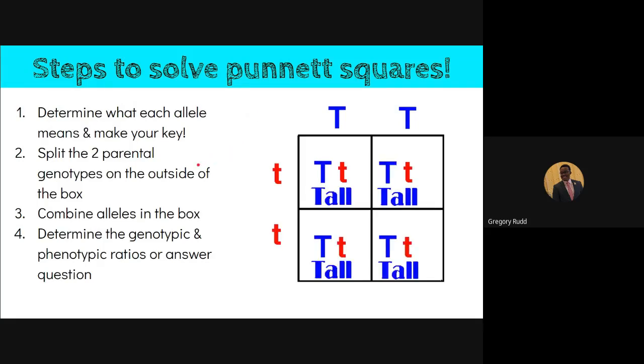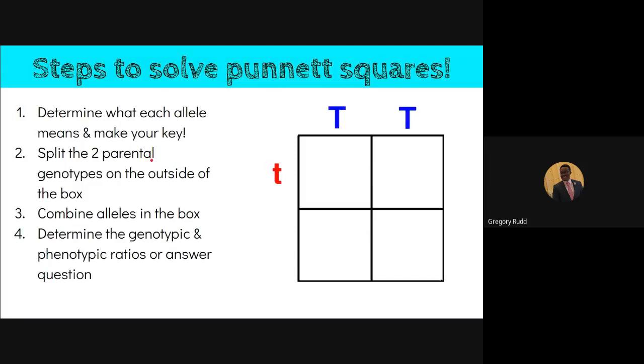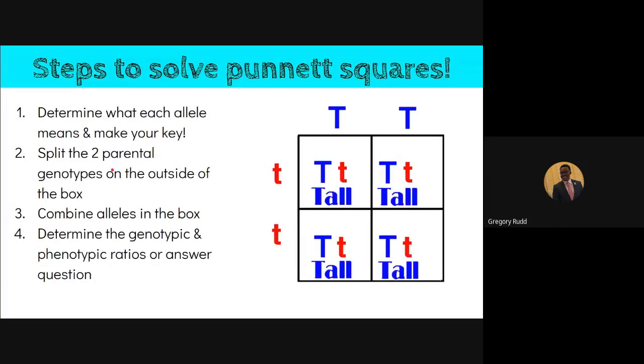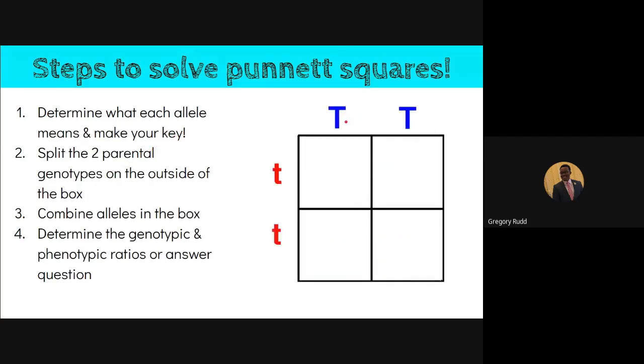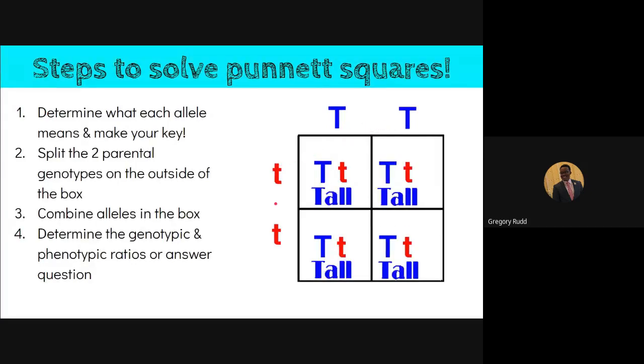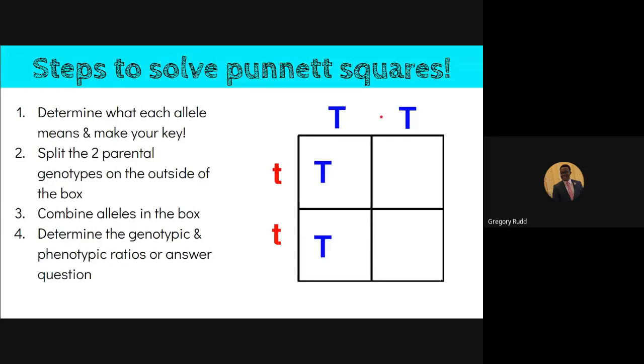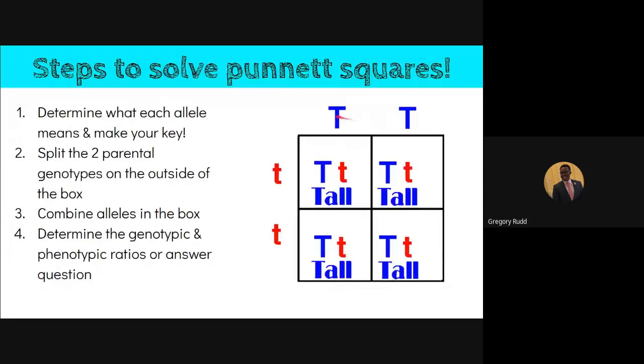Your second step is to split the two parental genotypes on the outside of the box. So it doesn't necessarily matter where you write mom and dad. Mom can be on top, dad can be on the left, or vice versa, as long as you've got them split up.